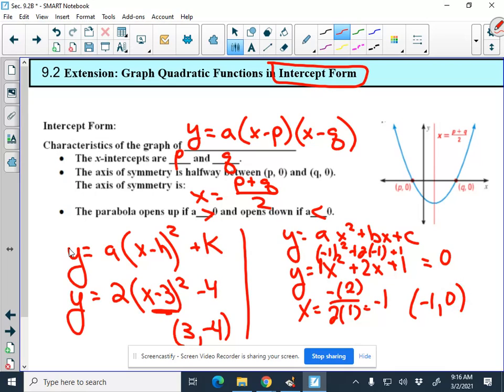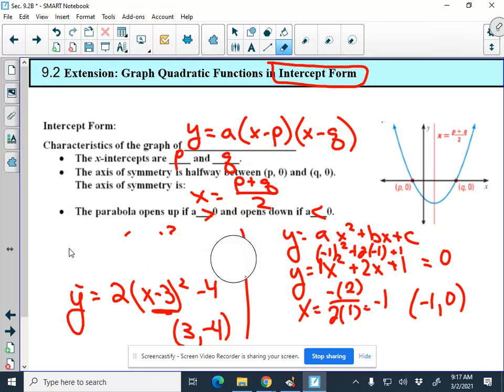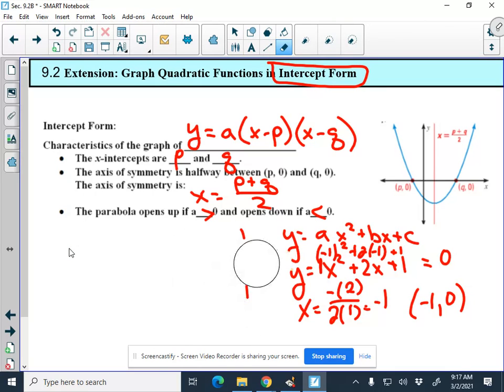Those took a little more work. Okay? So those are two different forms. The first one's called vertex form. The second one's called standard form. But now we have one called intercept form.